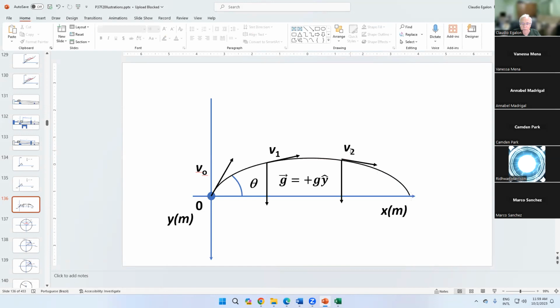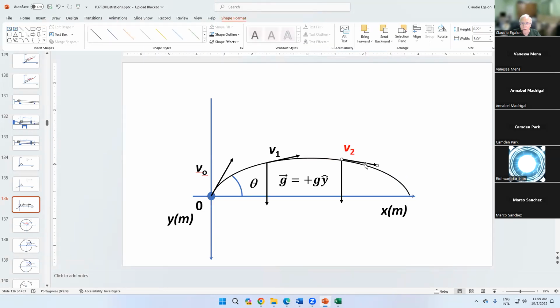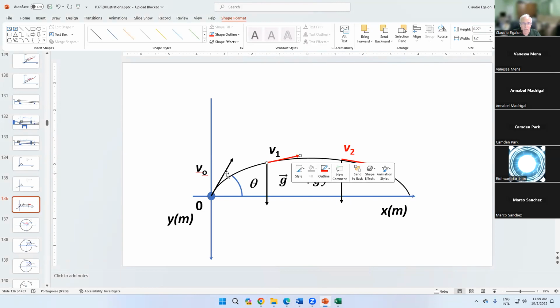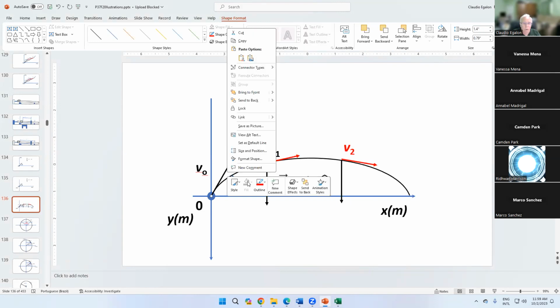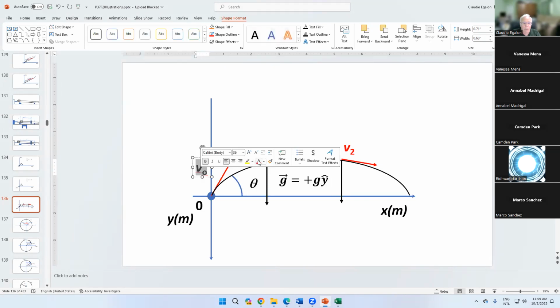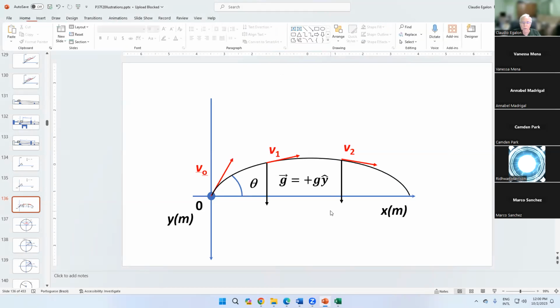It would be better if we changed the color, right? So there you go. I'm going to put the velocity in red color. Red color. One more minute to go. Red color.